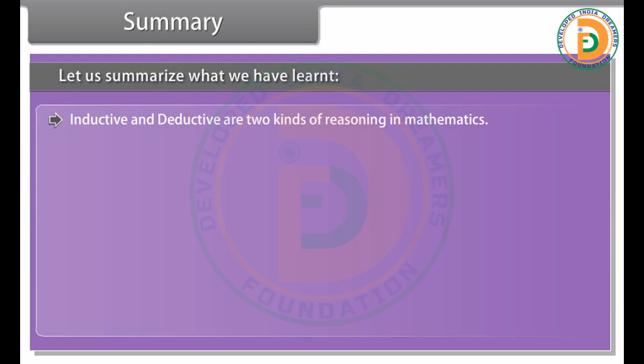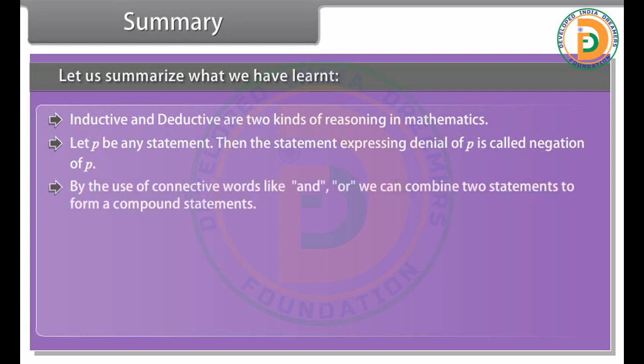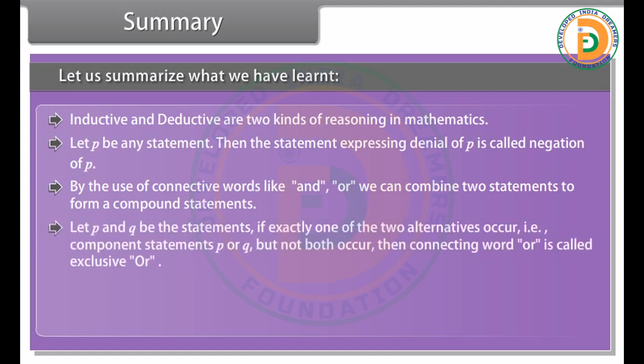Inductive and deductive are two kinds of reasoning in mathematics. Let P be any statement, then the statement expressing denial of P is called negation of P. By the use of connective words like and, or, we can combine two statements to form a compound statement. Let P and Q be statements. If exactly one of the two alternatives occurs, that is, component statements P or Q, but not both occur, then the connecting word or is called exclusive or.